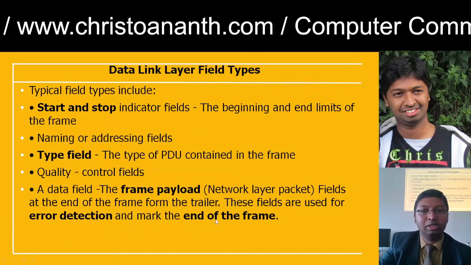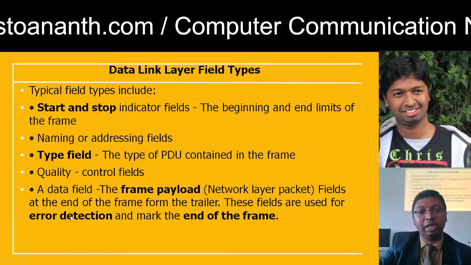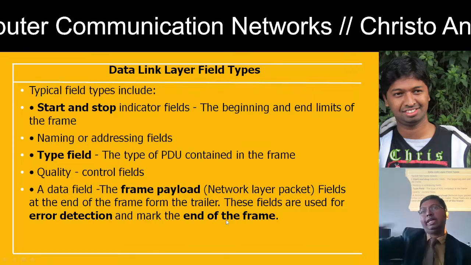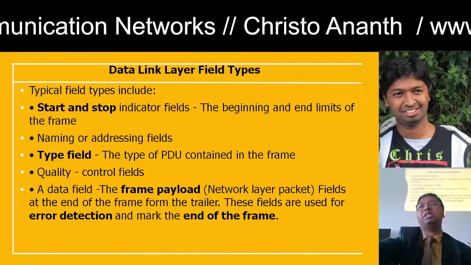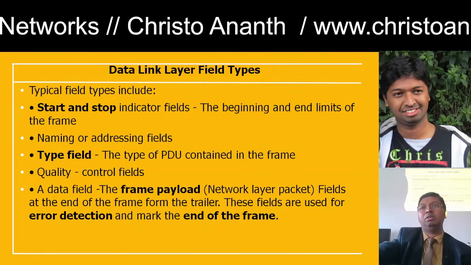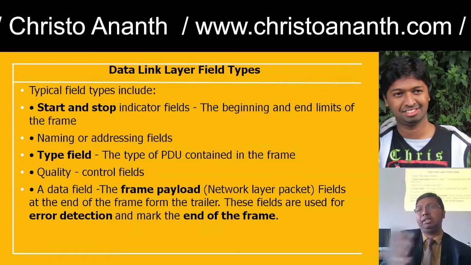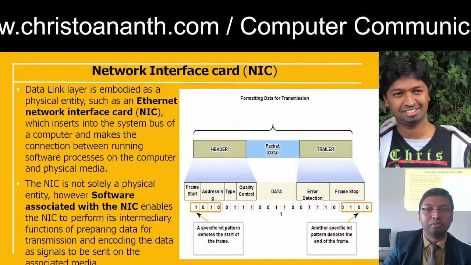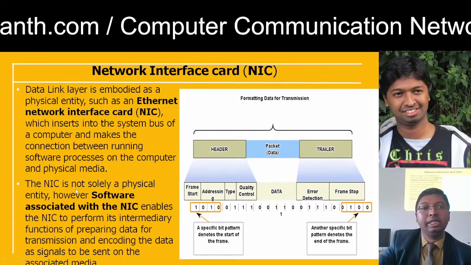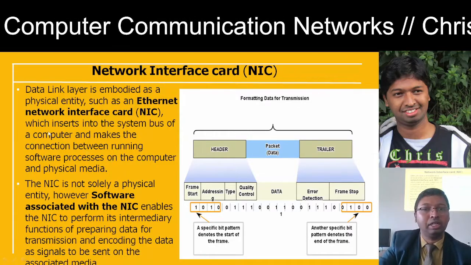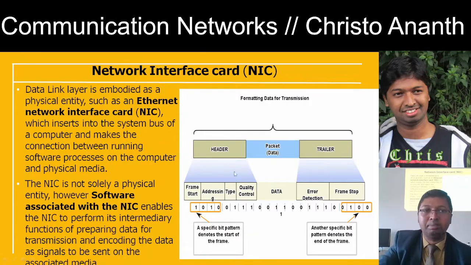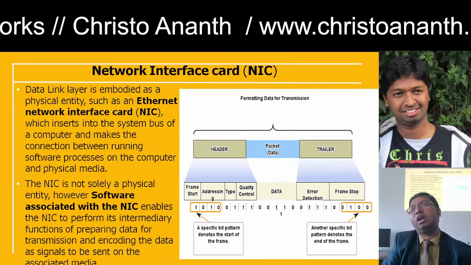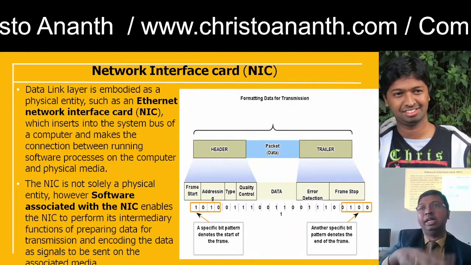So these are also the fields for error detection, to mark the end of the frame. For example, the entire communication is done, which means communication stop. If there are some errors, we have the error detection mechanisms. Then you have the Ethernet NIC card, network interface card. That is going to insert into the system bus of the computer, and it is going to make the connection between the software processes that are running on the entire system.